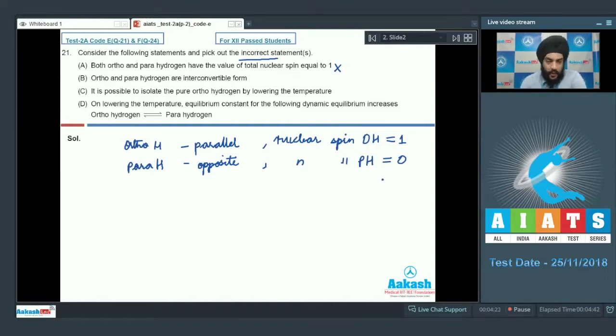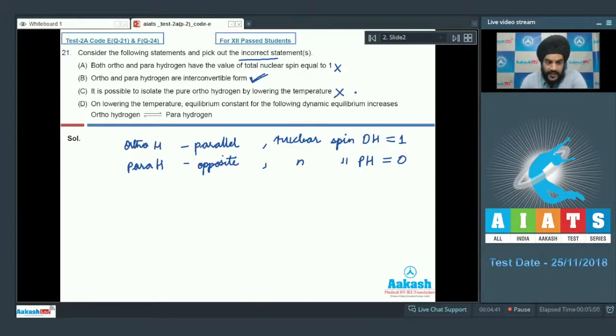Let us look at option B now. Ortho and para hydrogen are interconvertible forms. This statement is correct, students. They exist in equilibrium. Let us look at option C. It is possible to isolate the pure ortho hydrogen by lowering the temperature. This statement is also incorrect, students.